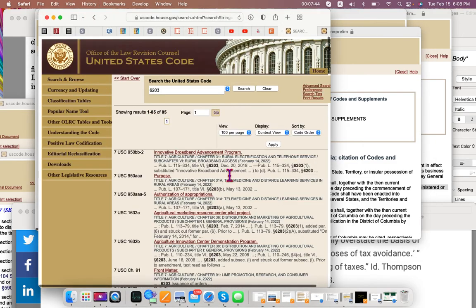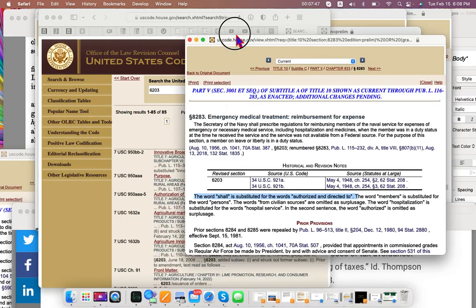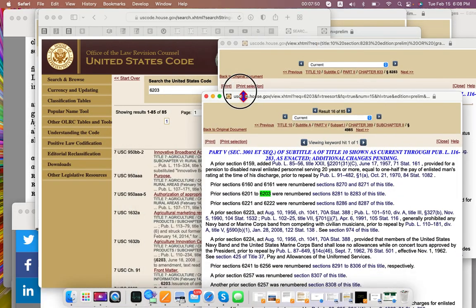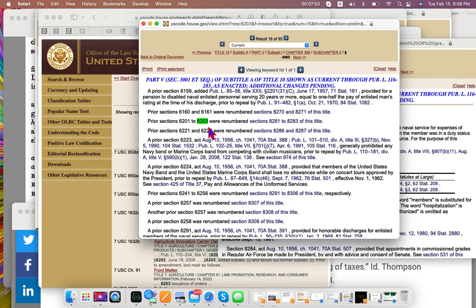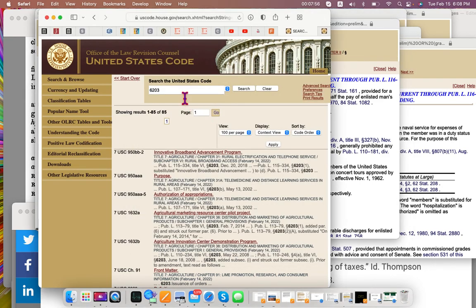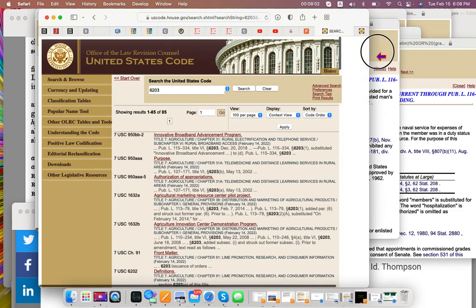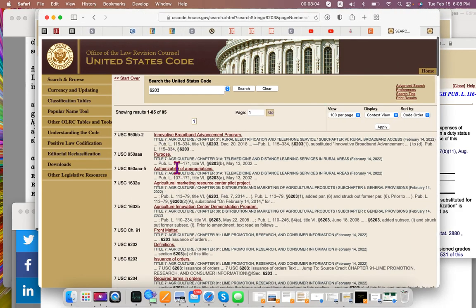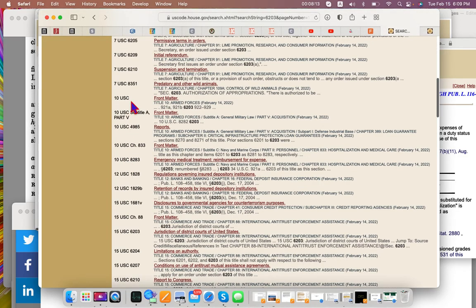I looked up, because a lot of times in the Internal Revenue Code, they say things like Section 6203, but they don't say what. Section 6203 of what title? So I searched Section 6203 to find out where it appears in the various titles. Law or not law. So 7, 10, 12. I think 7 is, I think it's agriculture. Yeah, it's agriculture. 10 is the armed forces. 12 is banks and banking.